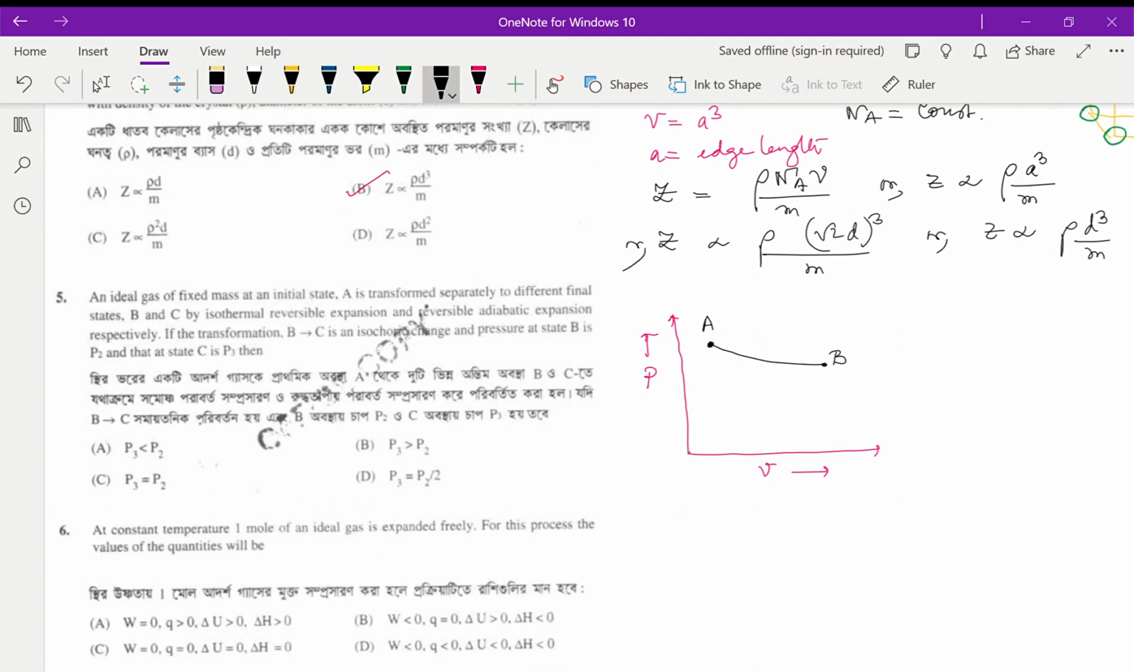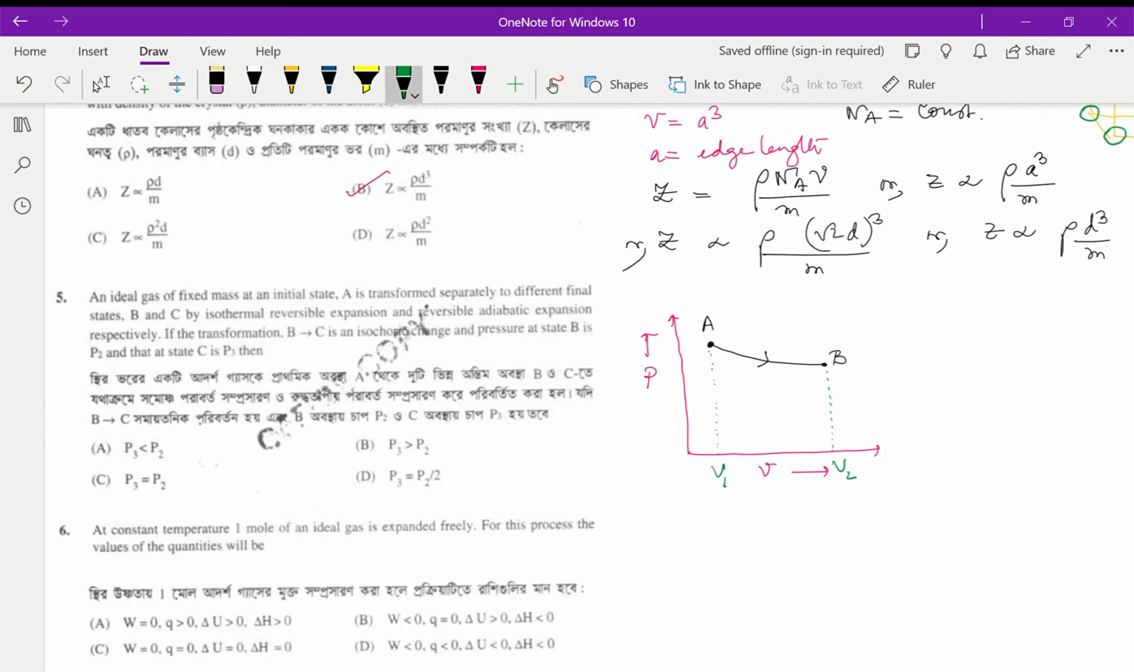Okay. So it is going from A to B and they are saying expansion. So keeping that in mind, what will you say? That it is going to increase its volume, say from V1 to V2.